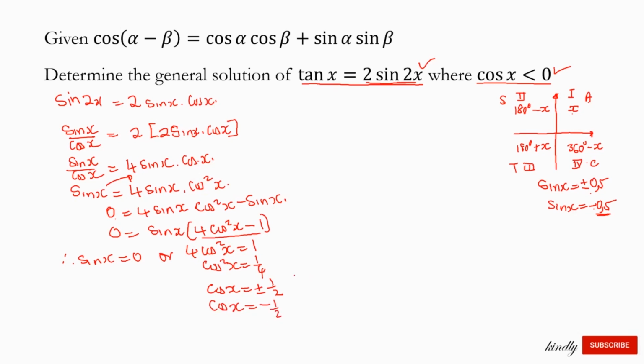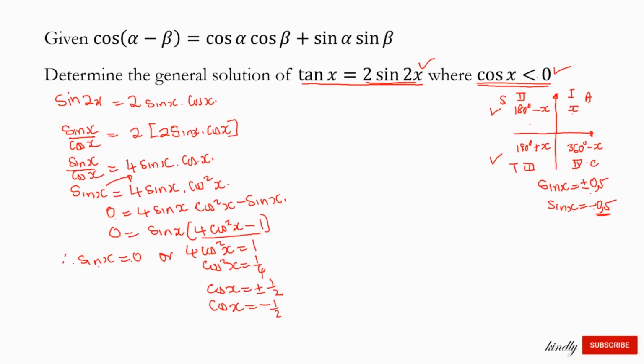All right, we want to write our general solution now. Let's go back to our CAST diagram. We're told that cos x should be less than 0. Where is cos x negative? Cos x is negative in quadrant 2 and in quadrant 3. So that's where our general solutions are going to come from. Okay, let's start with sine x.